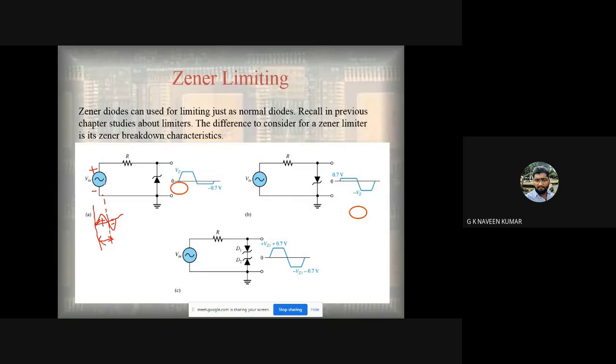During this half cycle, what happens? Your diode is in reverse bias condition. In reverse bias, the voltage is increasing. Before reaching the peak value, once it reaches Vz, the Zener breakdown voltage, breakdown occurs. After that voltage, it will maintain a constant voltage, whatever the increment, it will maintain a constant voltage like this.